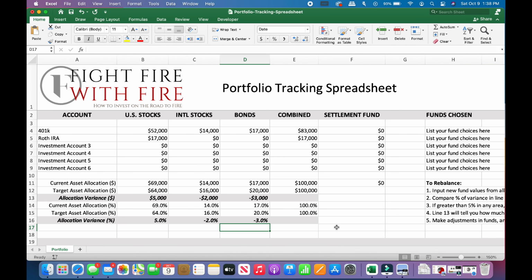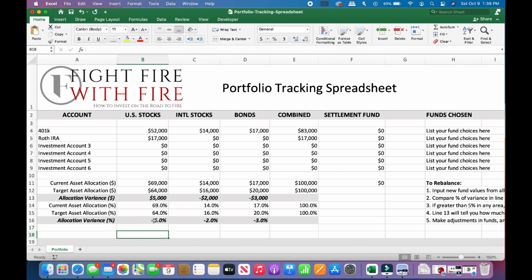So now that we know we need to rebalance, how exactly do we do that? How exactly do we look at our portfolio and know which asset classes need to be sold, which ones need to be bought, and how do we know what amounts to use for those? And that's exactly where the portfolio tracking spreadsheet will help you out a lot. If you look at the information along the bottom here, it will tell you how much you are off of your target asset allocation, both in dollars and percentages.